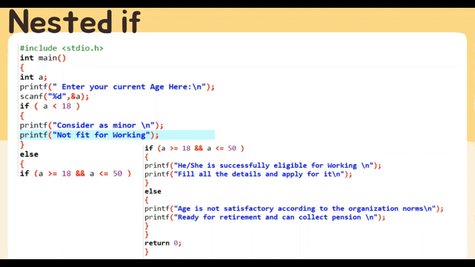If suppose I take age as 16, then this condition gets true, and it will print: consider as minor, not fit for working.